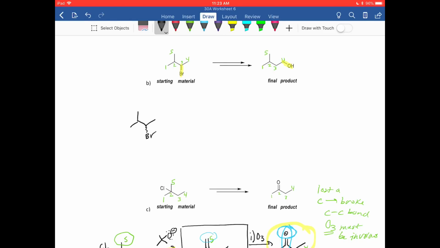And the squiggly line on bromine simply means it's a mixture of enantiomers, so where the bromine is forward and where it's back.